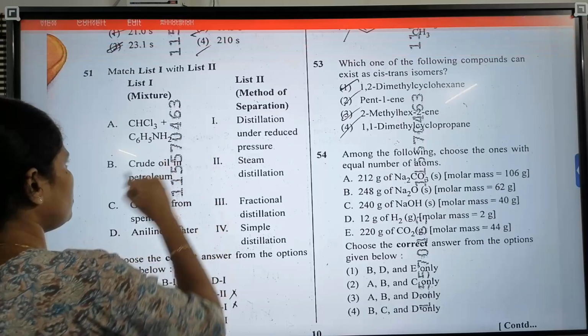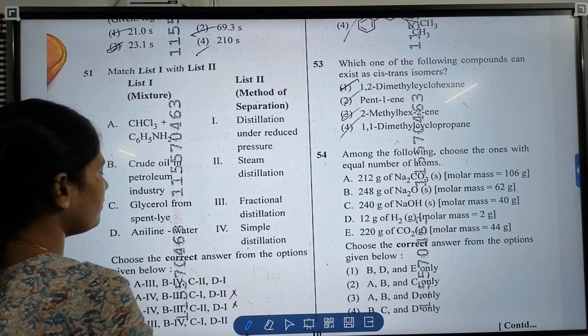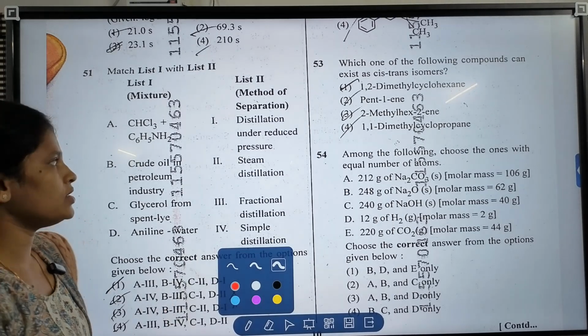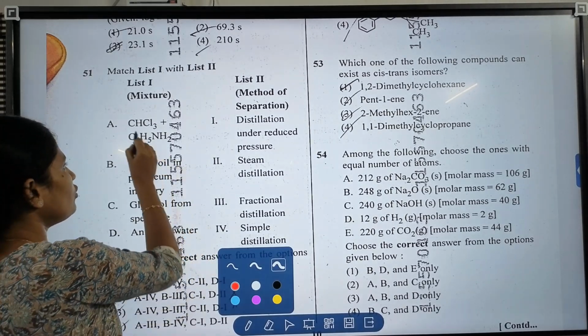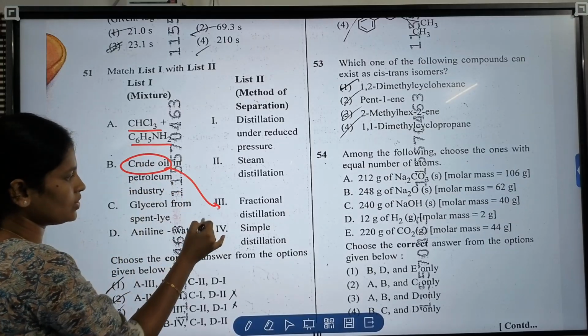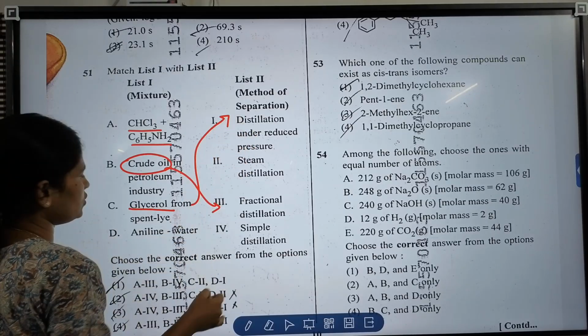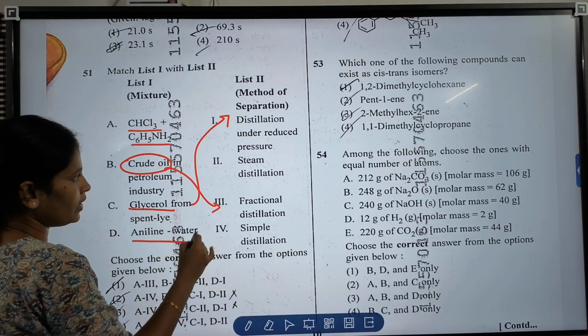Match list 1 with list 2. How can we separate these? From the GOC concept: chloroform and aniline is given. Crude oil, you know very well, is fractional distillation. Glycerol is from reduced pressure distillation. And aniline and water, we know very well, is steam distillation.